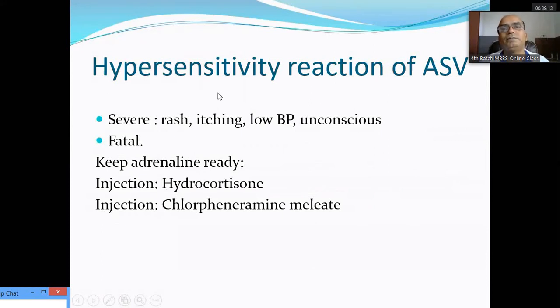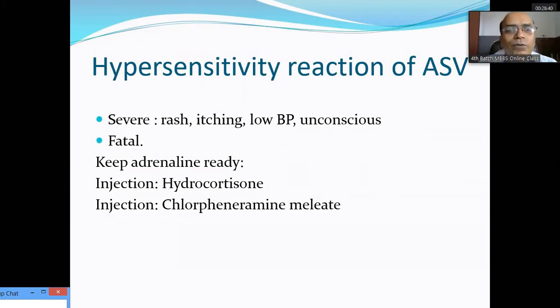Hypersensitivity reaction. As I have already mentioned, you have to assume that all the patients may develop hypersensitivity reaction during anti-snake venom treatment. That is the principle of treatment. You have to keep at least 3 things ready.